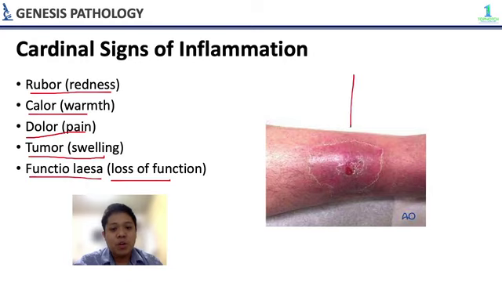So, for example, ito, parang cellulitis at the top of the leg, and then you have redness. Tapos, kapag tinouch niyo yan, warm to touch sila, and then the patient will complain of pain, and then as you can see, elevated siya, which is swelling. And then sometimes, nagkakaroon ng loss of function.